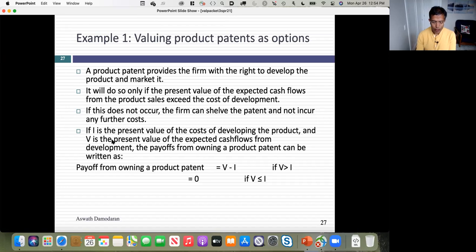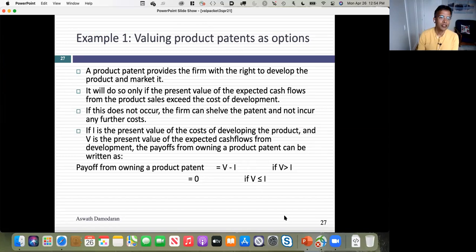Let's assume that the present value of the cash flows you would get from developing the patent today. So let's not even worry about what if in the future. If you develop the patent today, what do you get as cash flows? You project out the cash flows, you get the present value. That becomes the S in the model. That is the underlying asset. The cost of developing the patent is I. If V is greater than I, the present value of cash flows exceeds the cost, you will develop the patent, keep the difference. You have a positive net present value.